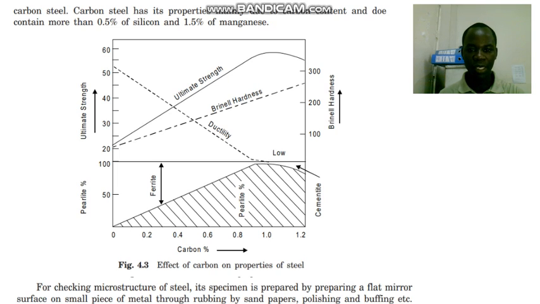Then what about the Brinell hardness? At a low percentage of carbon, the Brinell hardness is less, nearly 50. But as we increase the carbon content up to 1.2%, the Brinell hardness increases up to 280.